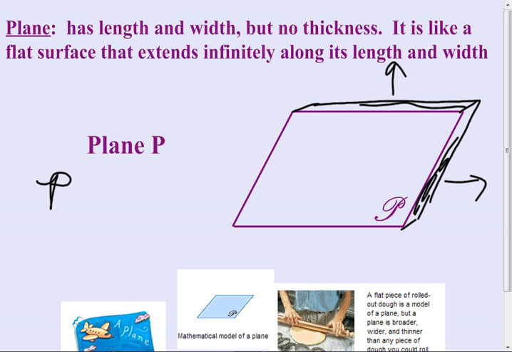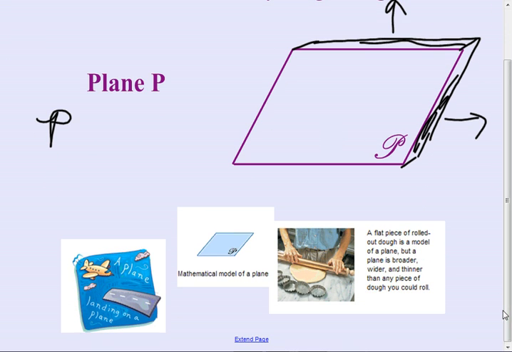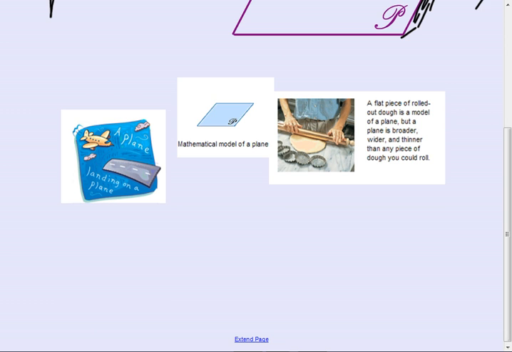Now, it's kind of weird. Now, we're not going to do too much with planes. It has infinite length and infinite width and no thickness. Extends infinitely. I don't like the fact that it says length and width. It's infinite. And here's an example of an airplane landing on a plane. And if you ever make cookies, you roll out your cookie dough. Yeah, it's a nice flat plane.